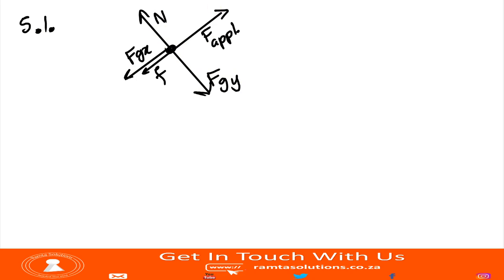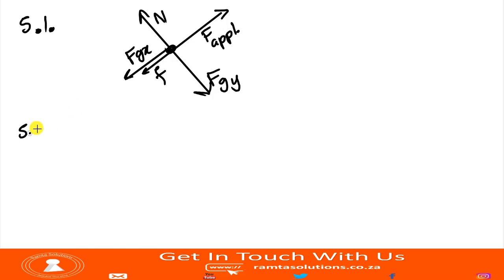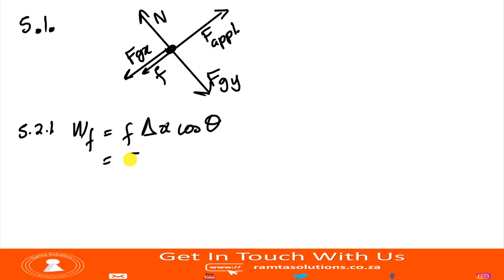Perfect. Now, 5.2. When the bicycle is going up the slope, calculate the work done by friction. 5.2.1. The work done by friction will be friction times delta X times cos theta. What is the magnitude of friction? It's 55 newtons and the distance is 50. So 55 times 50 times cos 180 degrees, because friction opposes motion.